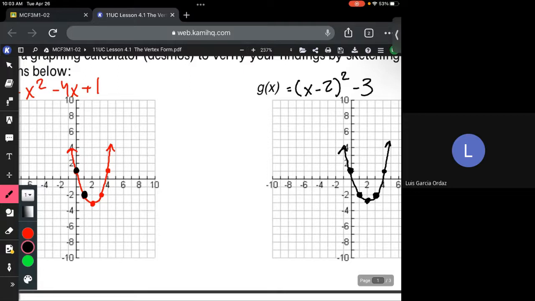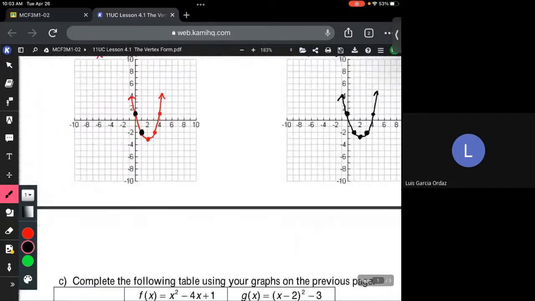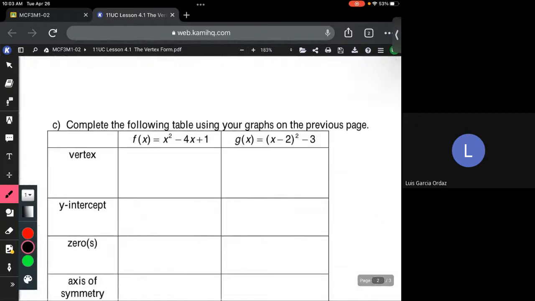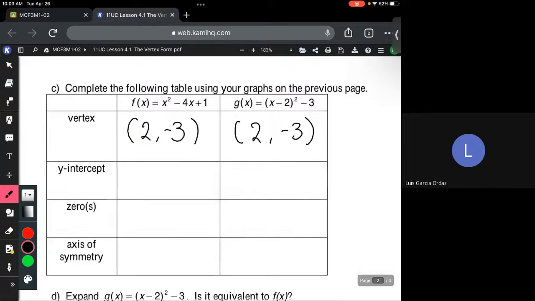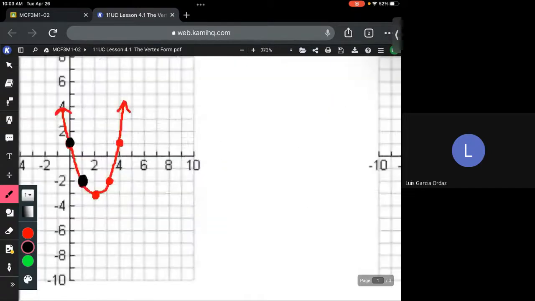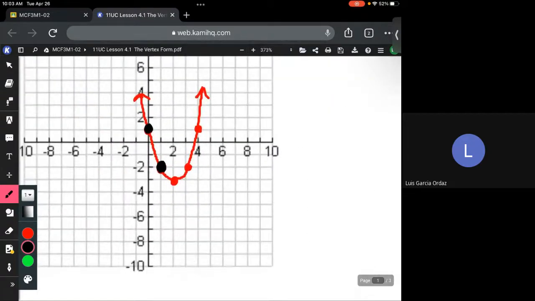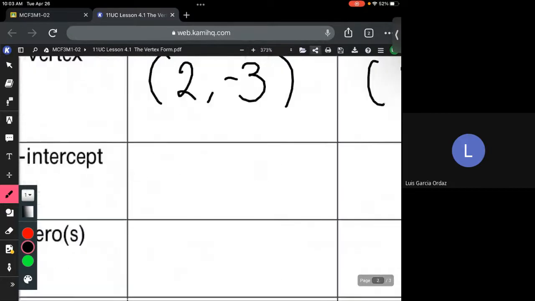I complete the square. Okay. So before we do that, we're going to complete this chart. So what was my vertex for those graphs? Olivia. Okay. What was my y-intercept? So if I go back to my graph, what is my y-intercept? 1. So 0, 1.